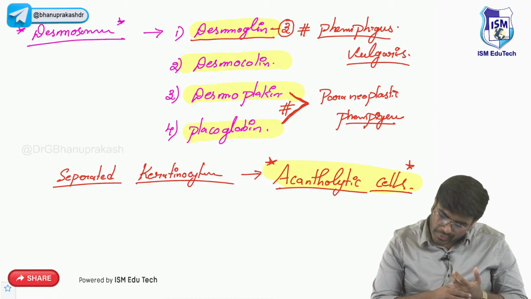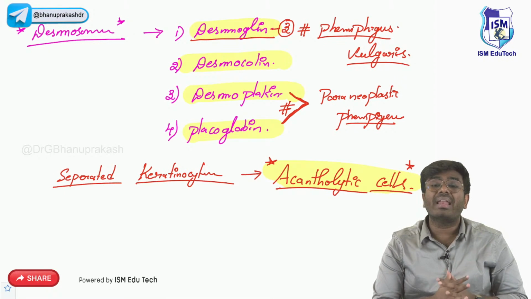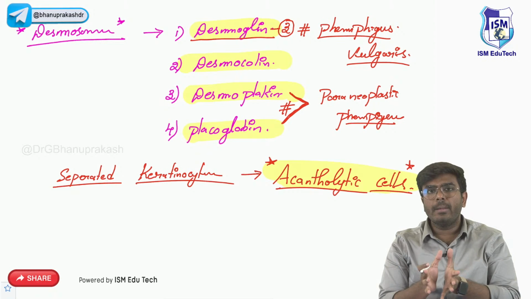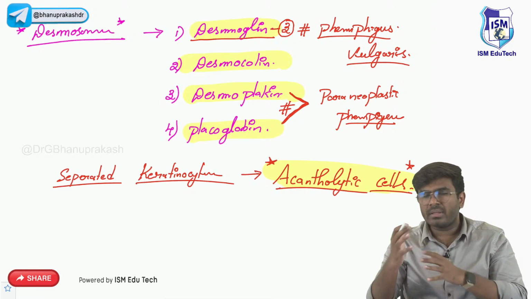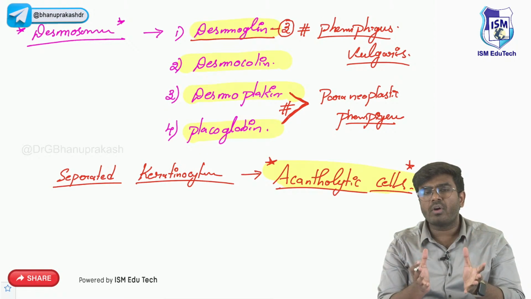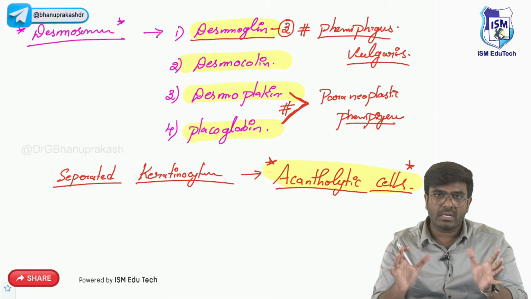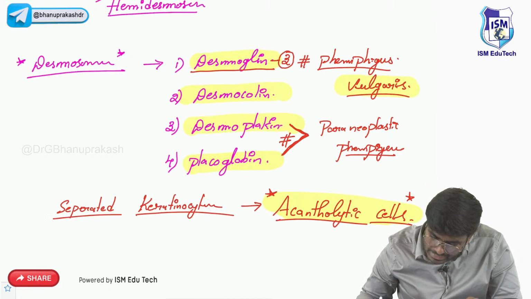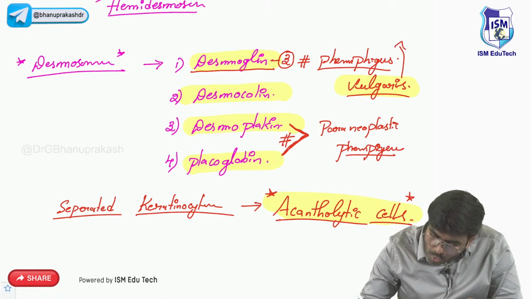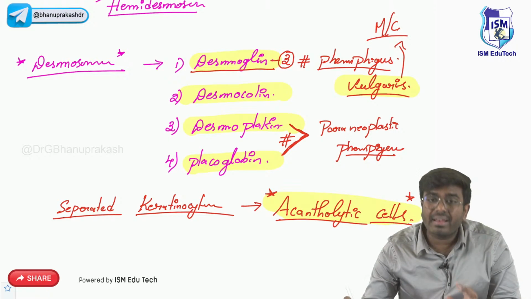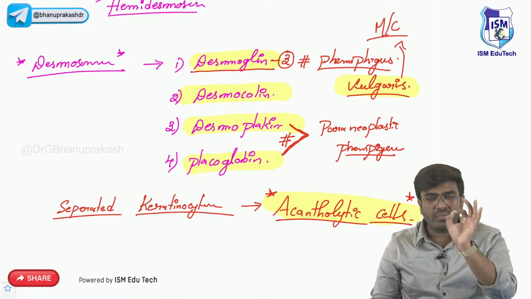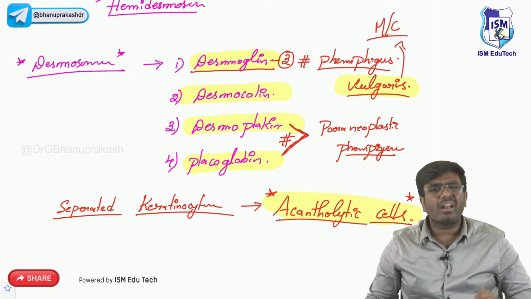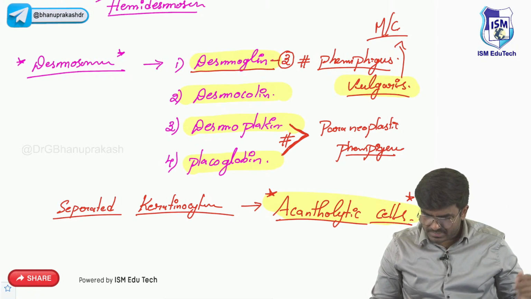Desmoglein 3 defective will cause pemphigus vulgaris. As you guys are very new to this medicine thing, most of the students who are watching are especially from the first years and the second years. Whenever you listen to the word vulgaris, it indicates most common. Pemphigus vulgaris means the form of pemphigus which is most common. There are other types like pemphigus foliaceus and others.